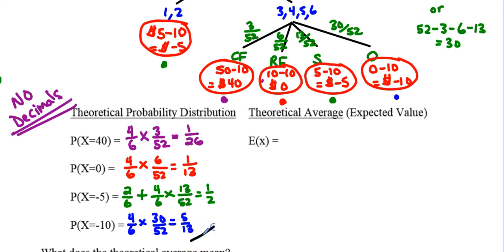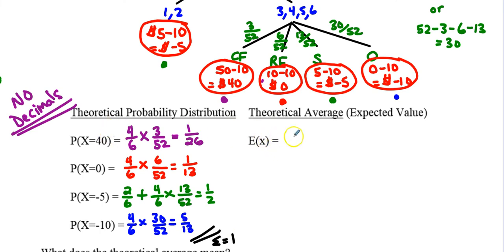And again, what you want to do is add these all up to make sure that they equal 1. So get out your calculator, add up 1/26, 1/13, 1/2, 5/13, and you will see that that is equal to 1.